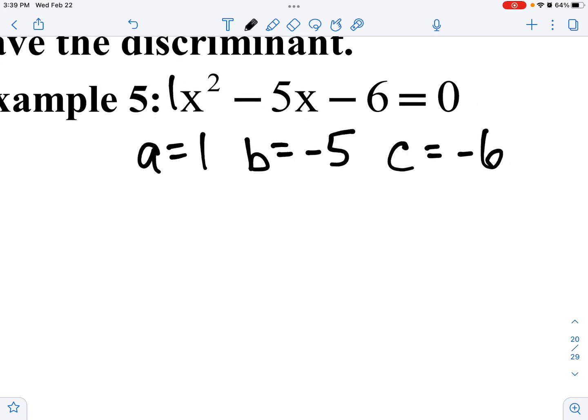So this is the very first thing that you're going to do: you're going to figure out what is the number that goes with the x squared, and that's called a, which is 1. What is the number that goes with the x, and that's called the b, which is -5. And what is the constant term? That is the -6. So that's the first thing.